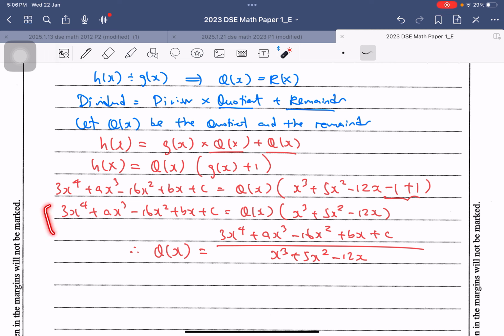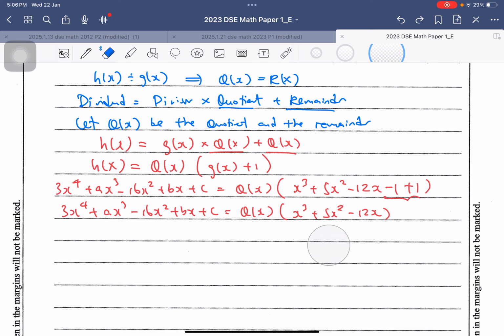So this is a power 4 and this is a power 3. To make the left-hand side and right-hand side an identity, q(x) must be a linear expression, which means the highest power is 1, because x times x cubed will give you x to the power 4. So we don't need to write down this. We can just say, let q(x) be a linear factor, which is ax plus b. Be careful, we have a, b, c already, so we'll use mx plus n.